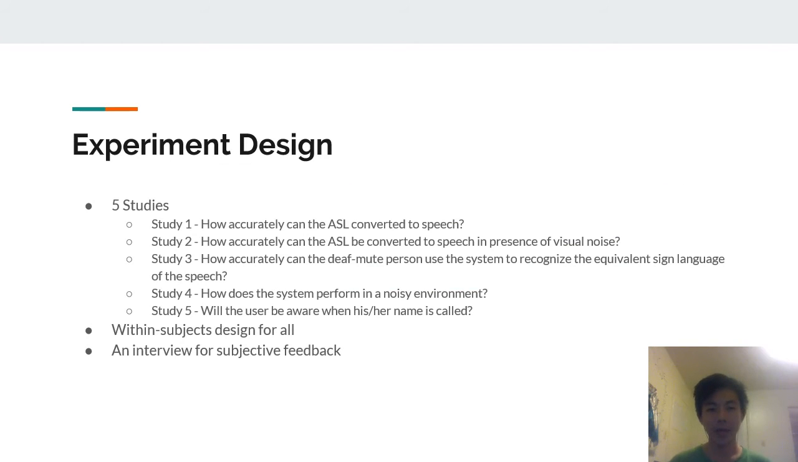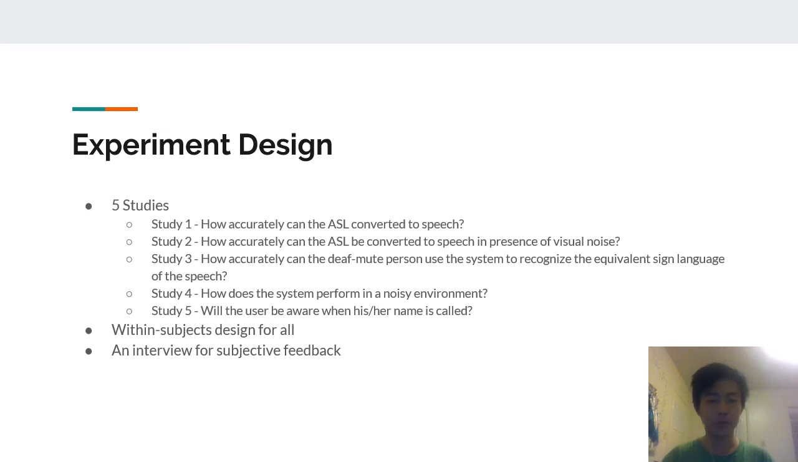For the experiment, there have been 5 studies done. The studies were done to examine the following things: how accurately can ASL be converted to speech, how accurately can it be done in a noisy environment, how accurately can the deaf mute person use the system to recognize the sign language that has been converted from speech, how accurately the system could convert in a noisy environment, and will the user be aware of when his or her name is being called from the back.